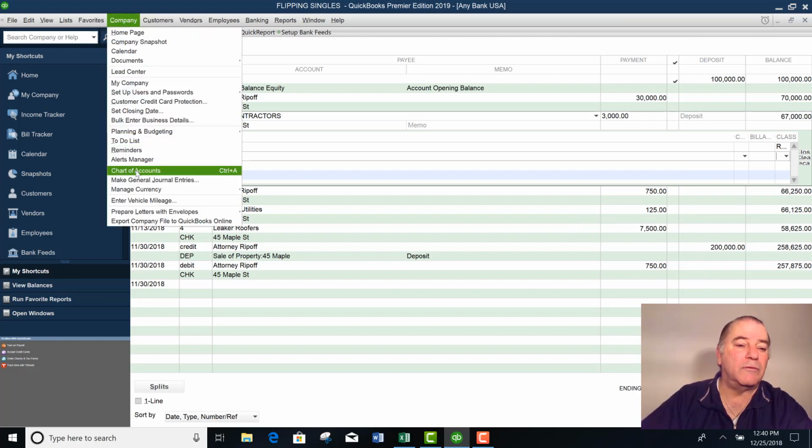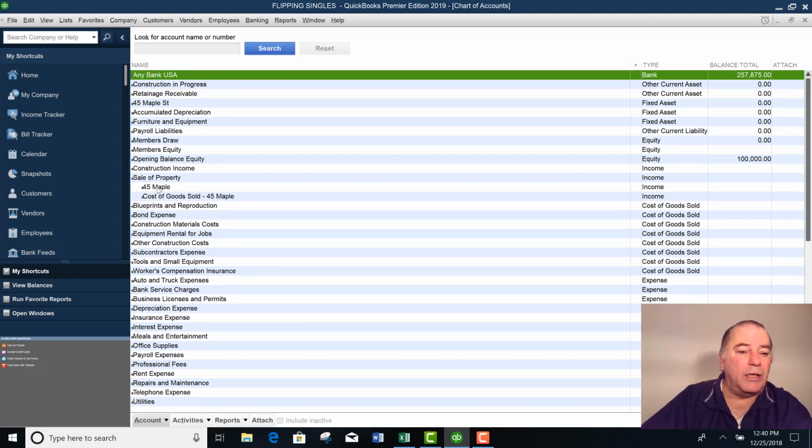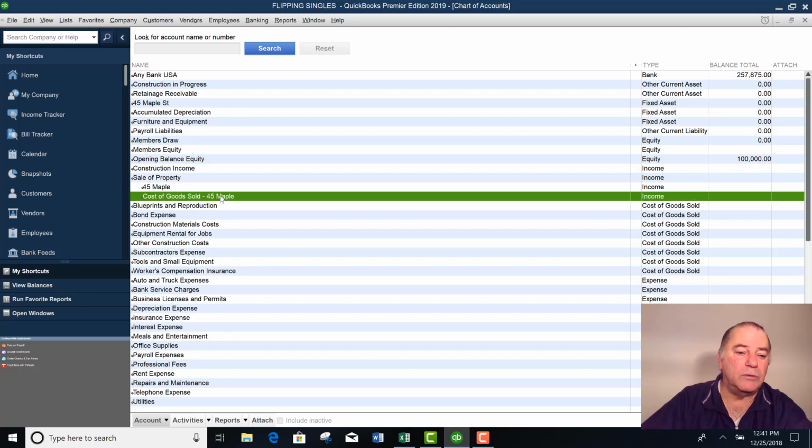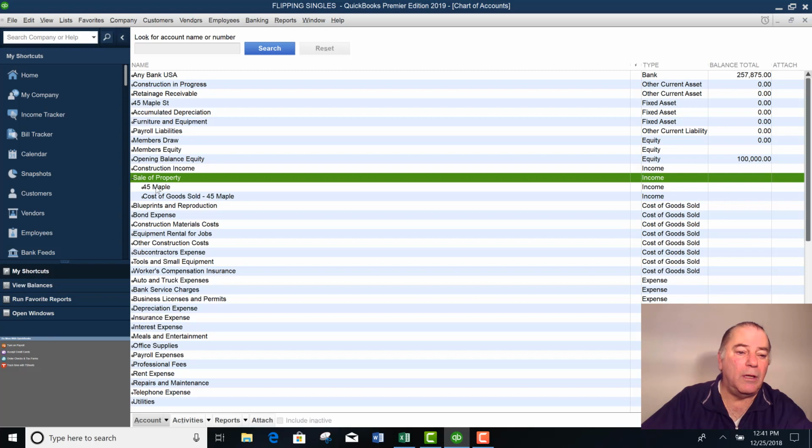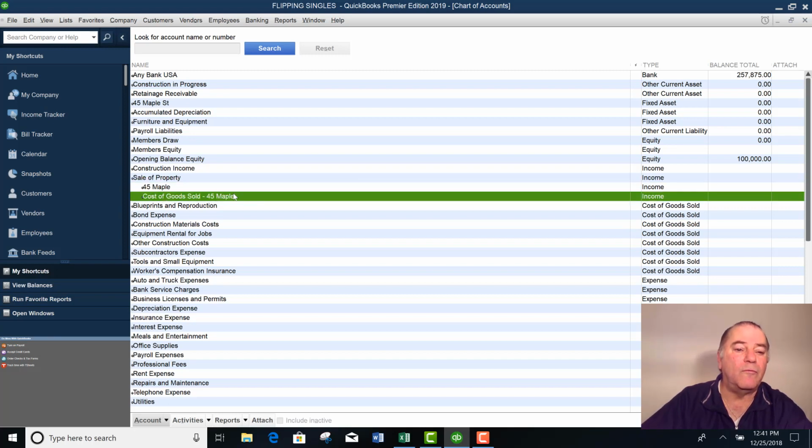Company chart of accounts. So here on my chart of accounts, I am showing there's a major account, sale of property. Under that I put right here 45 Maple, and then at the same level, cost of goods sold, 45 Maple. So you've got sale of property, 45 Maple, cost of goods sold, 45 Maple. Those are things I added to keep track of 45 Maple itself. And you could do that under sale of property. You could put 123 Main Street, cost of goods sold, 123 Main Street.